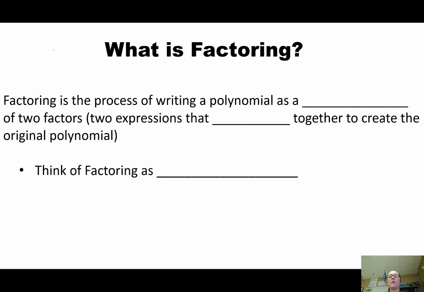All right, so now we're going to talk about what factoring is. Factoring is the process of writing a polynomial as a product of two factors. In essence, two expressions that multiply together to create the original polynomial. One way to think of this is that we're undistributing. It's the reverse process of multiplying.